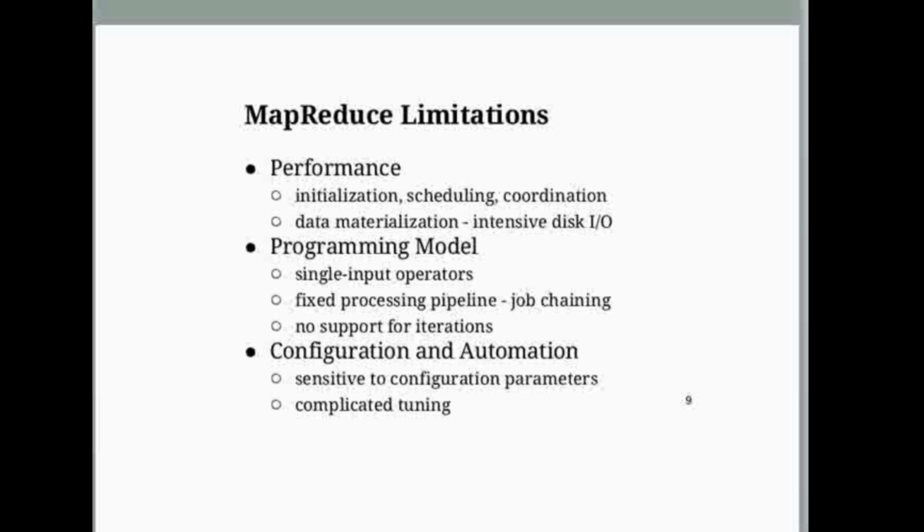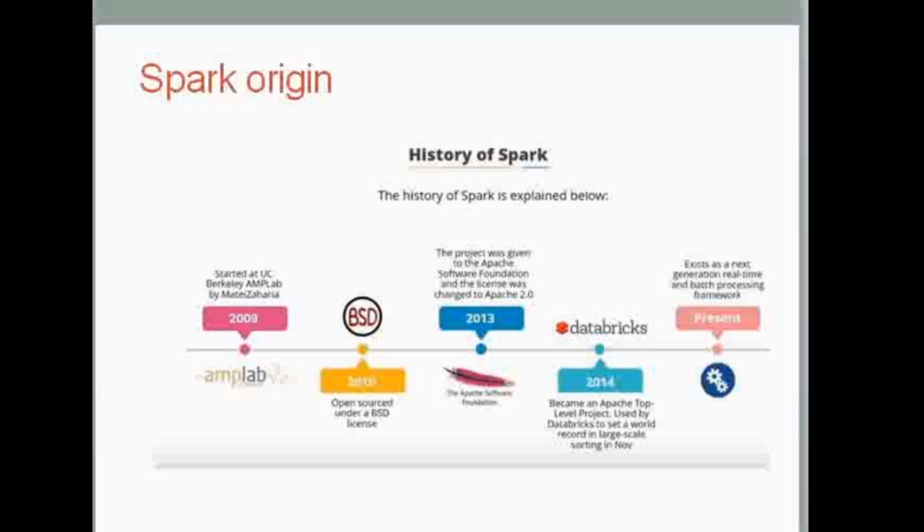Okay guys, so let me show you the history of Spark itself. It started at the UC Berkeley AMP Lab by Matei Zaharia in 2009. So the foundation of Spark was laid down by Matei Zaharia in 2009 at the UC Berkeley AMP Lab. Later on, in 2010 it became open source under a BSD license, and then in 2013 it was handed over to the Apache Software Foundation. The project was given to the Apache Software Foundation.